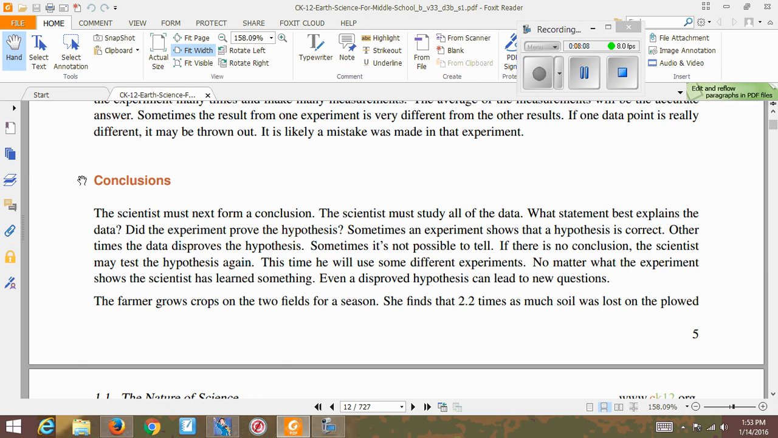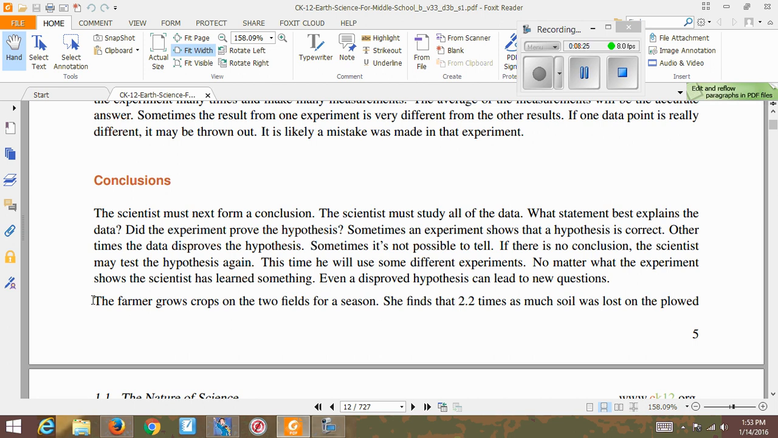The farmer grows crops on the 2 fields for a season. She finds 2.2 times as much soil was lost on the plowed field as compared to the unplowed field. She concludes that her hypothesis was correct.